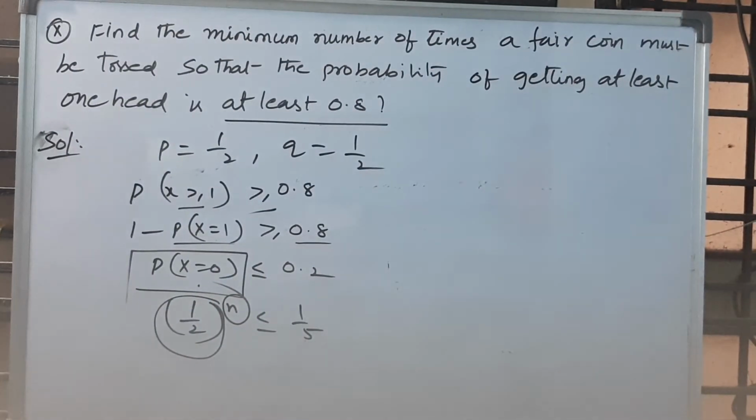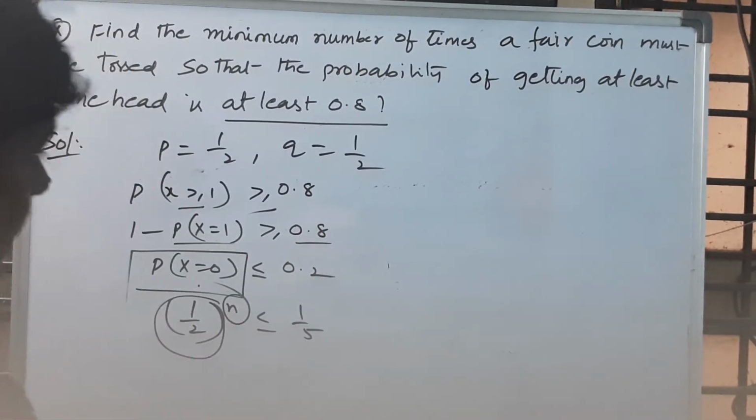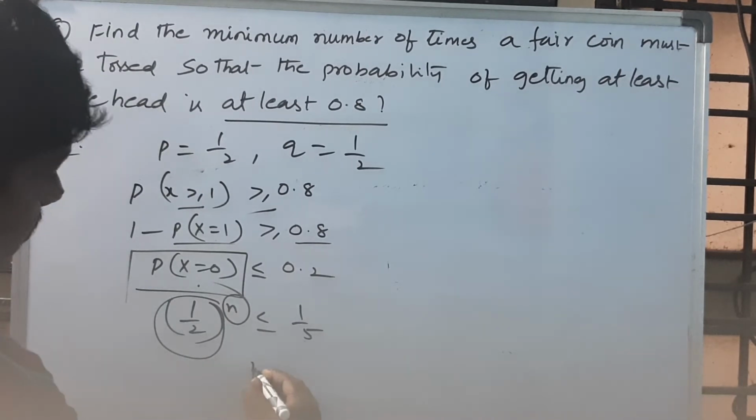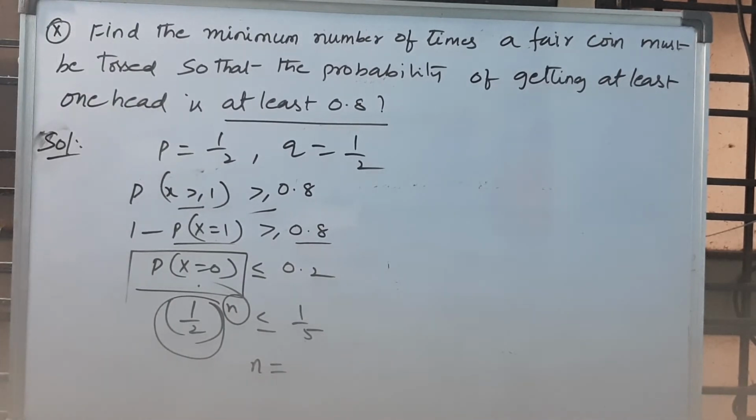Suppose I take n value 0, 1 will come. 1 is less than or equal to 1/5, so it is wrong. n equal to 1 gives 1/2. 1/2 is greater than or equal to 1/5, it is also not satisfied here. Take n equal to 3, 1/8 will come. 1/8 is less than or equal to 1/5. So the minimum number of times.